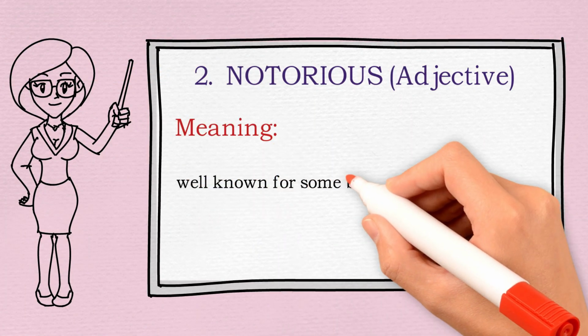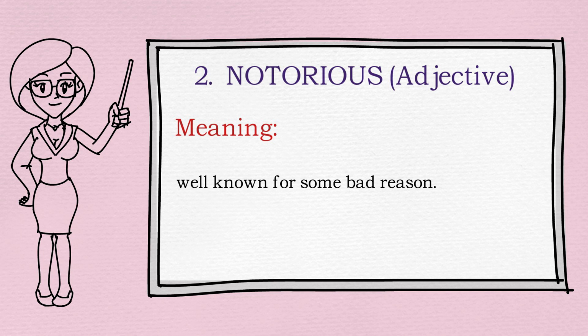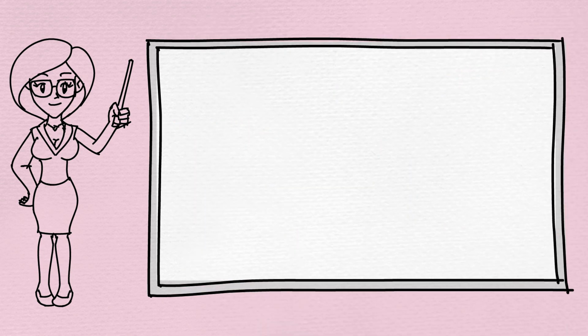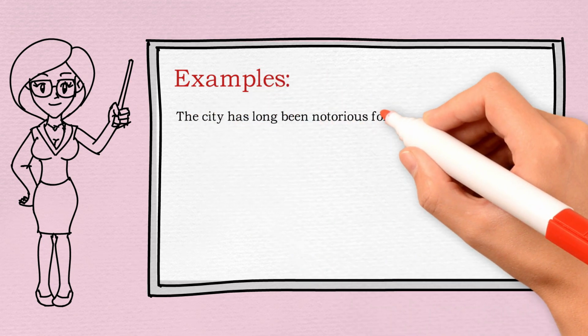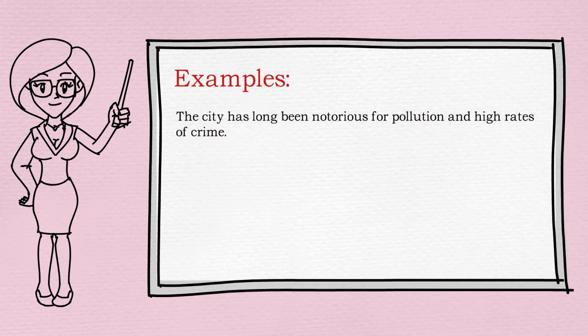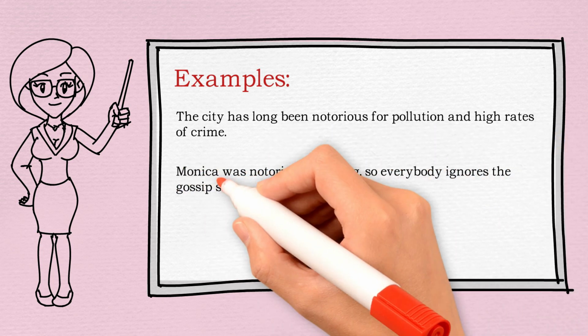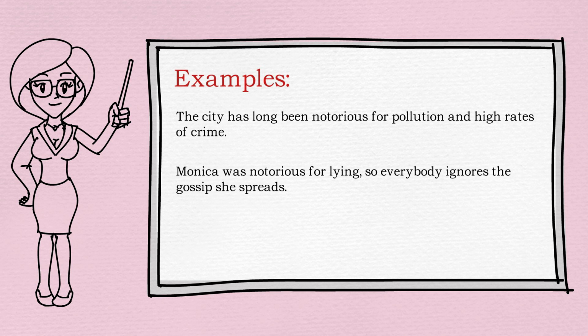Notorious means well known for some bad reason. We'll see a few examples to understand the word notorious better. Example 1. The city has long been notorious for pollution and high rates of crime. Example 2. Monica was notorious for lying, so everybody ignores the gossip she spreads.